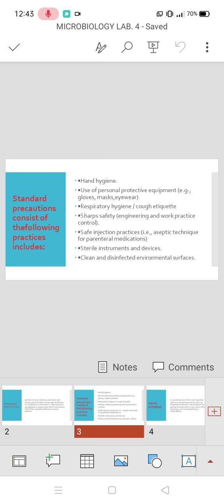Standard precaution consists of the following practices: hand hygiene, use of personal protective equipment, respiratory hygiene, sharps safety, safe injection practices, sterile instruments and devices, and clean and disinfected environmental surfaces.